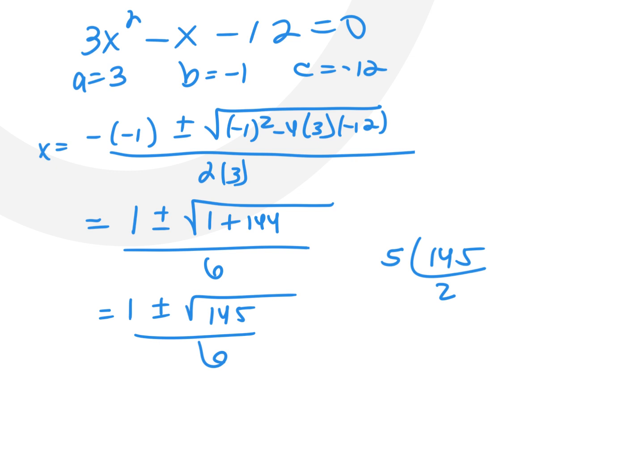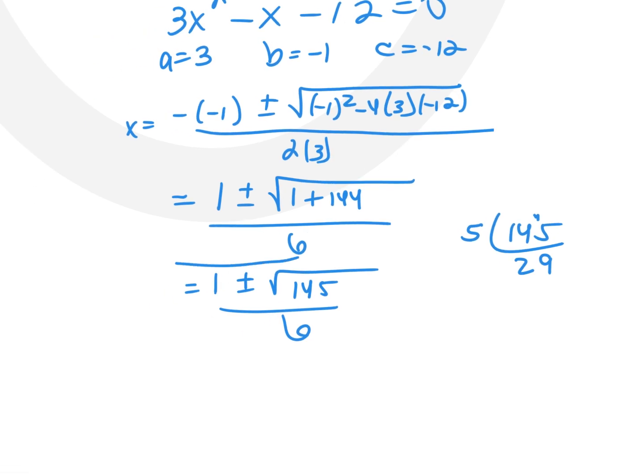With how many left over? 4. So then 5 goes into 45. How many times? 9. Is 29 going to break down at all? Is there a perfect square hidden inside of 145? No. So there we go. There's your answer. If you want to write it separately, you can: 1 over 6 plus or minus root 145 over 6. That's fine. Or you can leave it just like that.